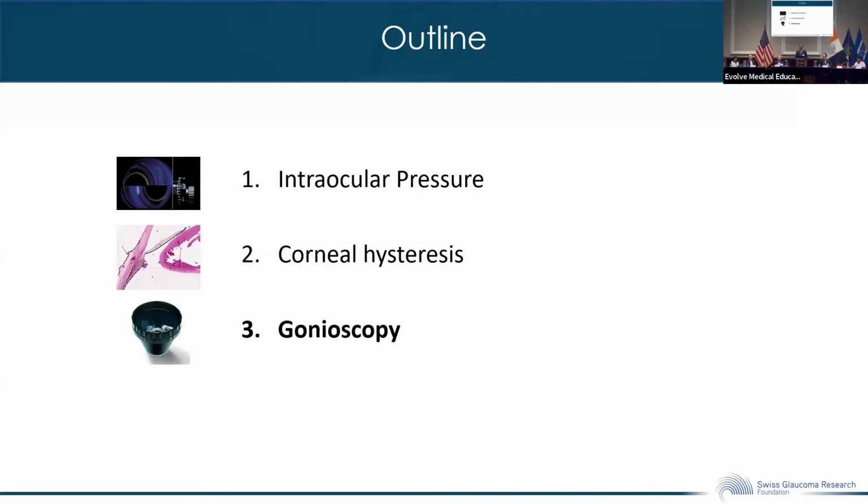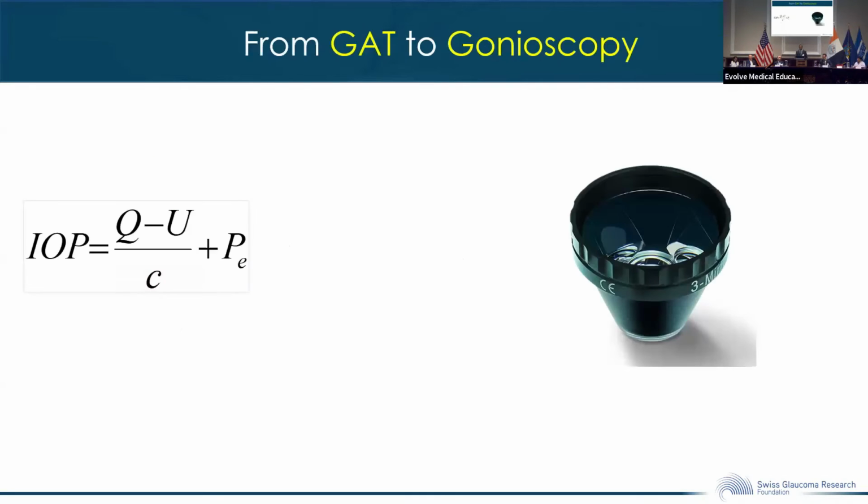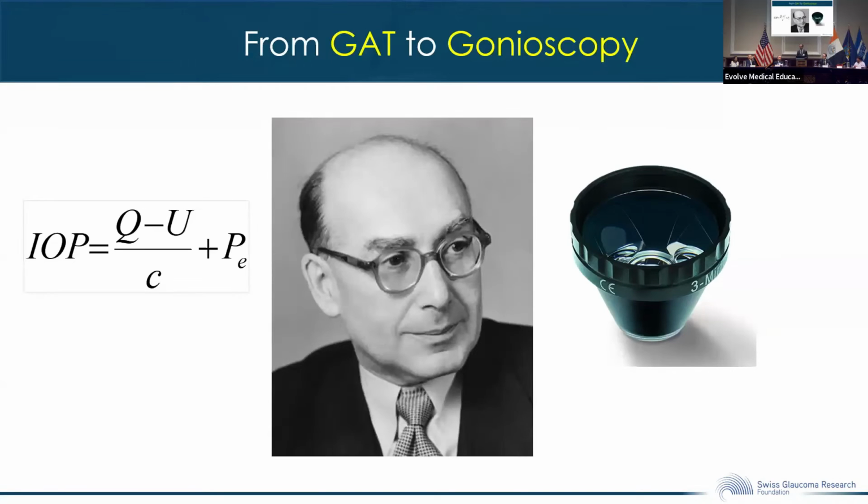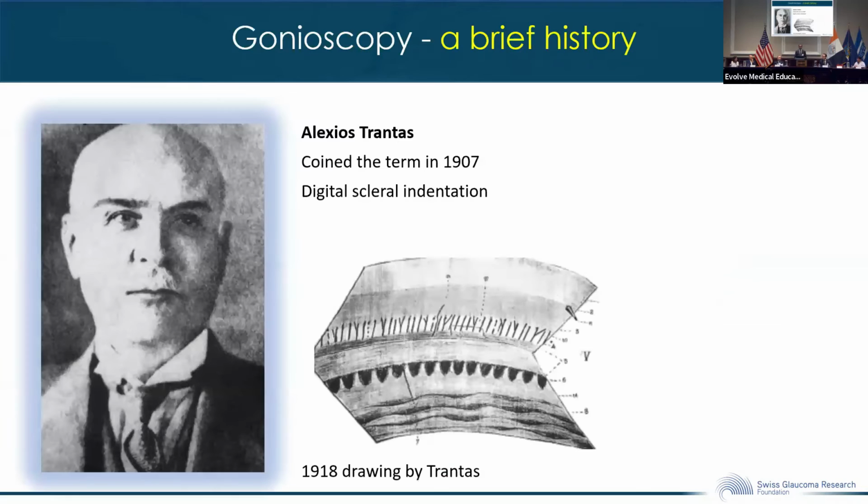Let's move to gonioscopy, which is not a parameter, but an examination. And we would tend, also when it comes to gonioscopy, to think of Hans Goldmann as the forefather. And usually when I'm examining medical students or residents, I ask them a question of who invented or who described something, and they don't know the answer. I tell them, well, in doubt, say Hans Goldmann, in 50% you'll be right. Well, it's not the case with gonioscopy. In fact, gonioscopy was described by Greek ophthalmologist Alexis Trantas, who coined the term in 1907.